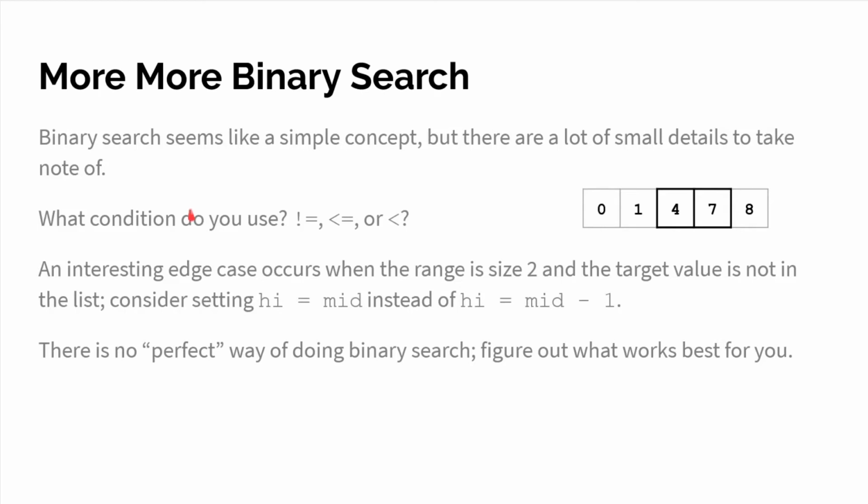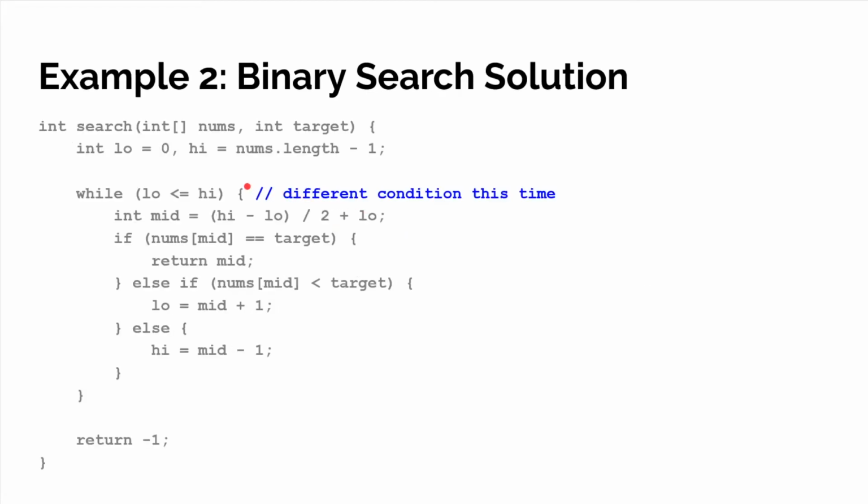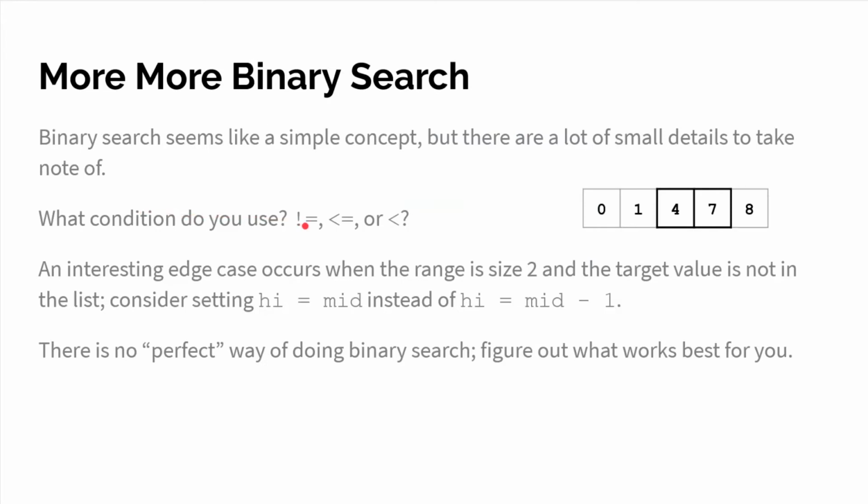So for example, which condition do you use? Not equal to, less than or equal to, or just straight less than? What I'm talking about is the condition right here. If we are guaranteed that the number is inside the array, then we could just use not equal to. But to be safer, we should just use less than, just to be sure.